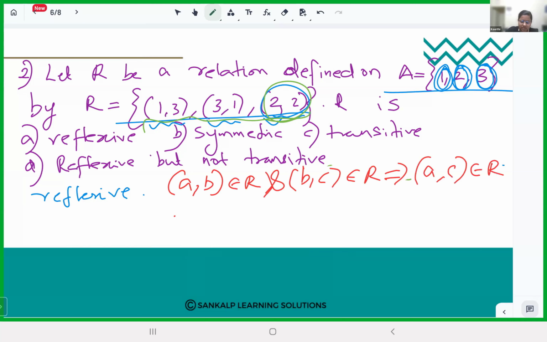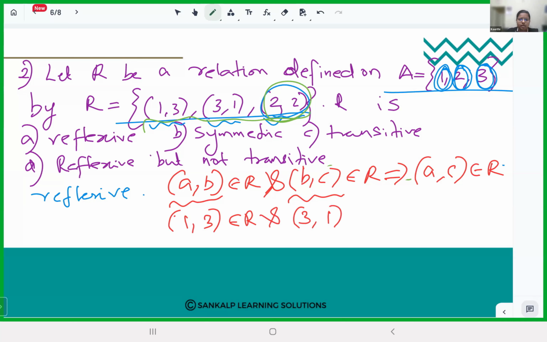If it is a transitive relation, and you are able to take (A, B) and (B, C) from R, then the ordered pair (A, C) should belong to that particular relation. So we are going to check whether there is some ordered pair like that. We'll start with (1, 3). (1, 3) belongs to R. Is there any other ordered pair that starts with 3? Yes, there is: (3, 1). It starts with 3, right?